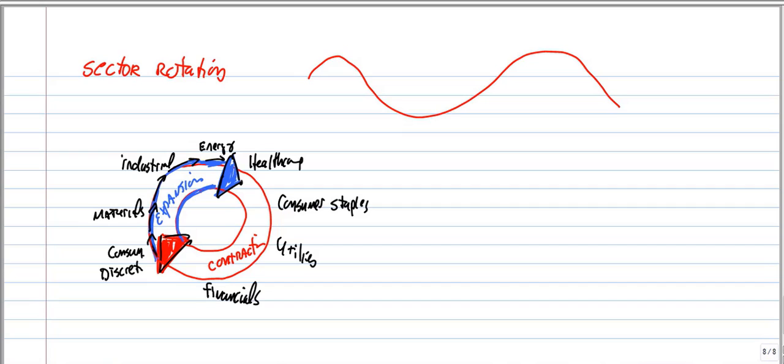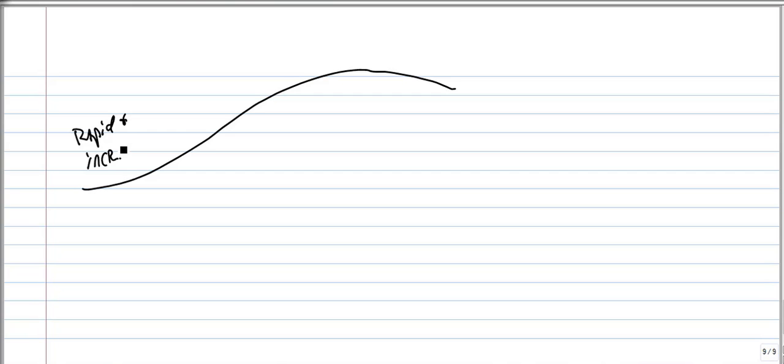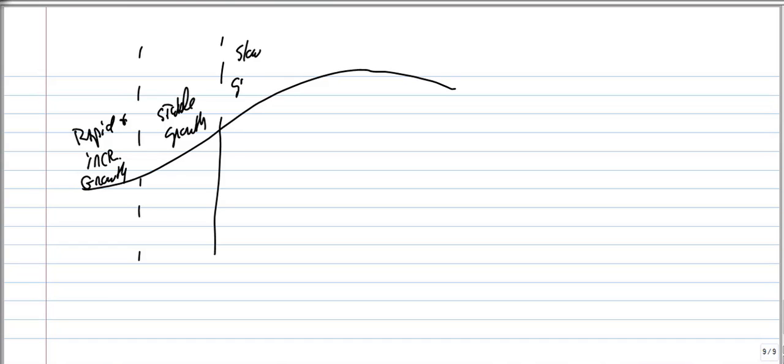Okay? Your book talks about an industry life cycle, not a big ticket item, but I'll try to draw it for you here real quick. And so we see this is the rapid and increasing growth. We've got stable growth. Slowing growth. This is going to be minimal or negative growth.